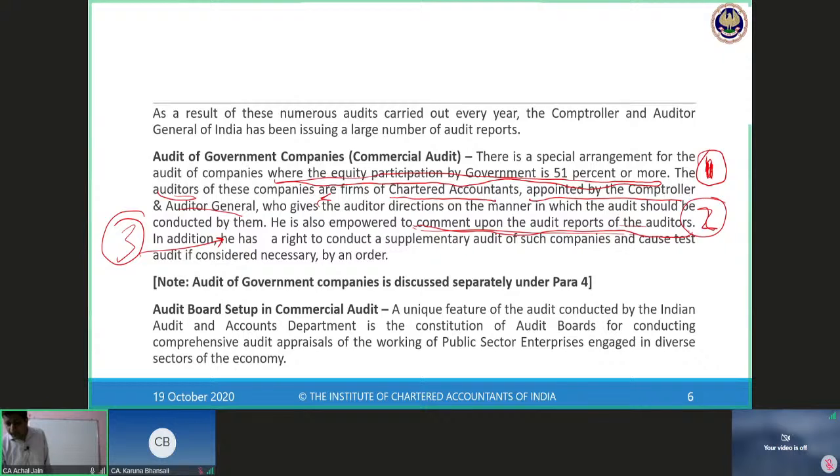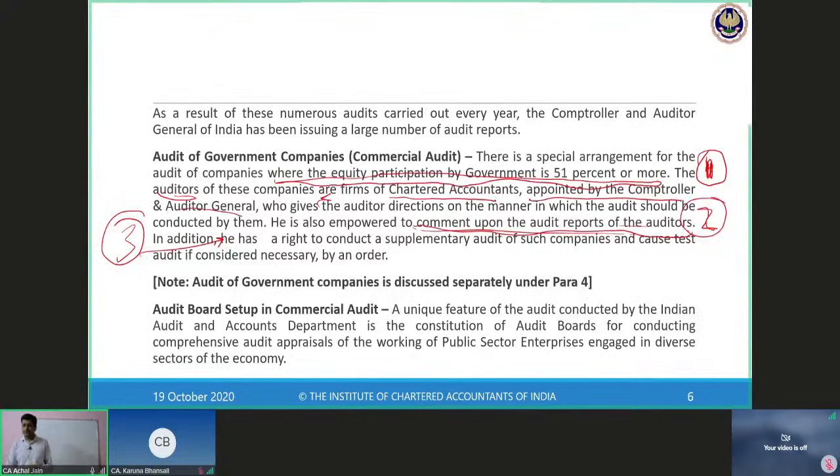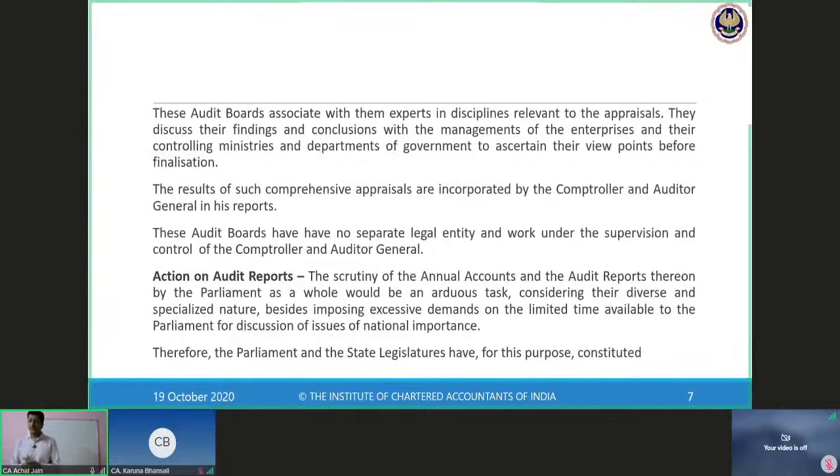Now moving further, let's quickly talk about the audit board setup in the case of commercial audit. A unique feature of audit conducted by the Indian Audit and Accounts Department is the constitution of audit boards for conducting comprehensive audit appraisals of the working of public sector enterprises. These audit boards associate with them experts in disciplines relevant to the appraisals.